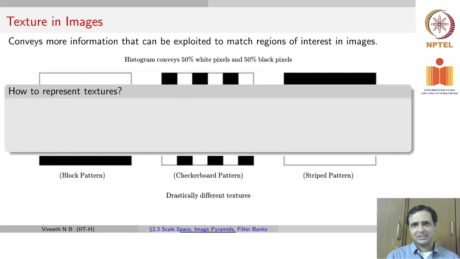So how do we actually represent textures? Let you think for a moment. So far, we have seen edges, we have seen corners, we have seen corners at different scales. How do we represent textures? The answer is you put together whatever you've seen so far.